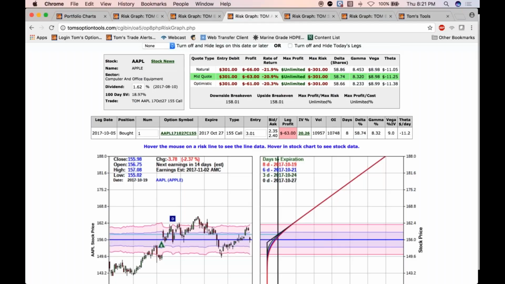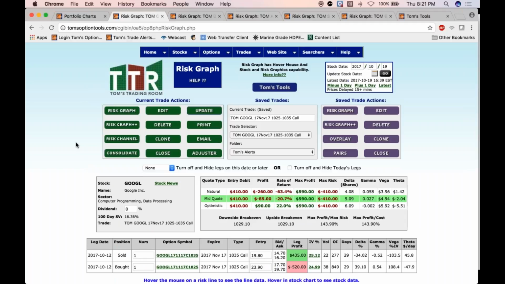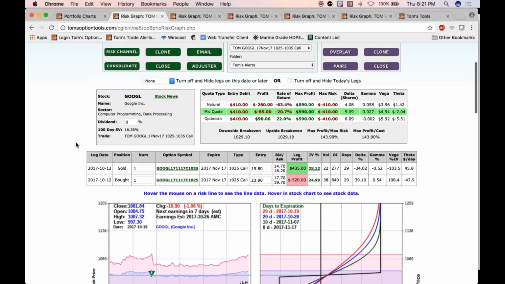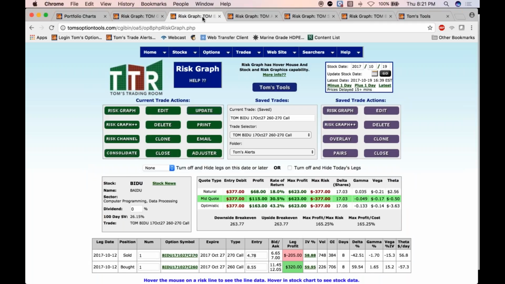And let me squeeze back over here, and I want to show you the individual risk graphs. So you can see, for instance, this is Google. And you can see Google is actually down mid-quote about $85 on the trade. So it's down, that $410 trade, is down by $85. Now, where is Apple? Where is Baidu? So this is Baidu. Baidu's up $115 today.